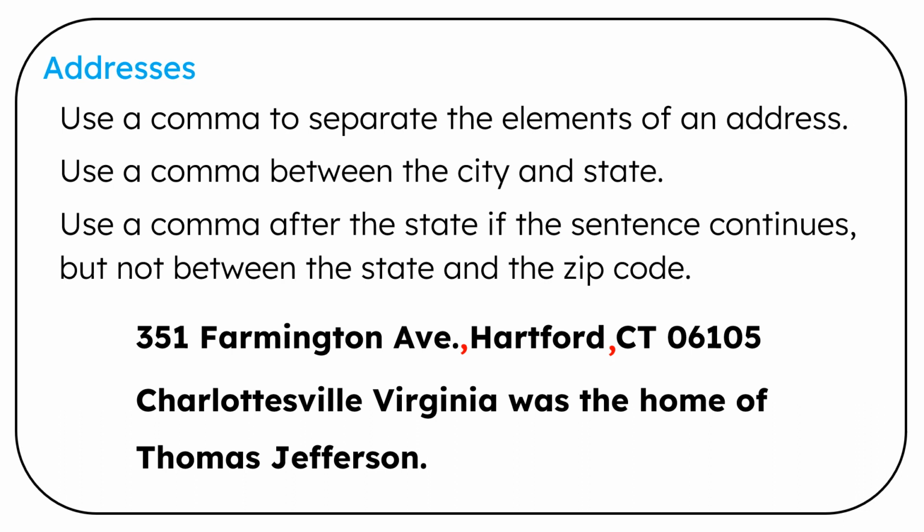If we're writing a sentence and we had Charlottesville, Virginia, was the home of Thomas Jefferson, we would put a comma after Charlottesville to separate the city and the state, and then after Virginia as the sentence continues.